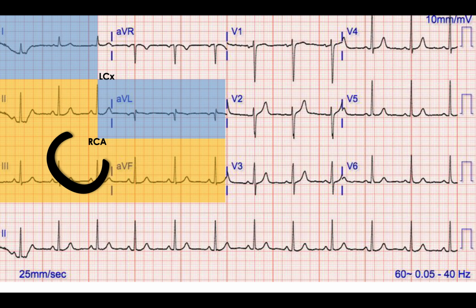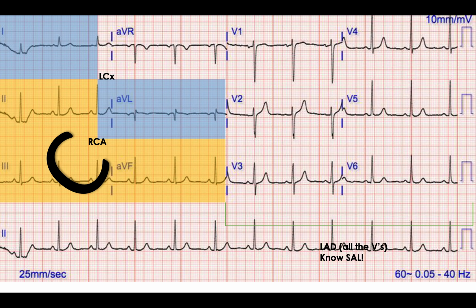Okay, so now we see the right coronary artery. You can draw a C right there to help you. And then you see the left circumflex skirting around the RCA. Now you're like, oh god, what are these V's? I've never seen this before. I don't know what I'm looking at. But you do, because you're awesome.